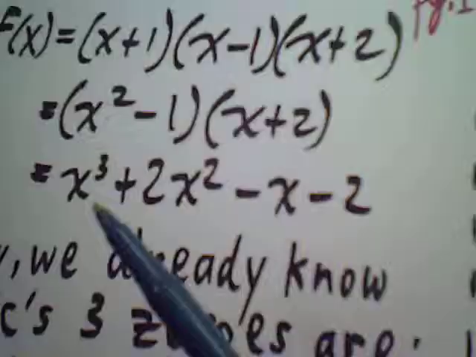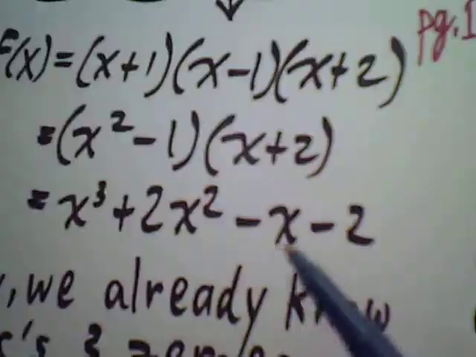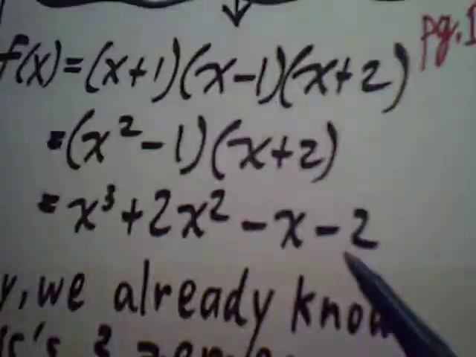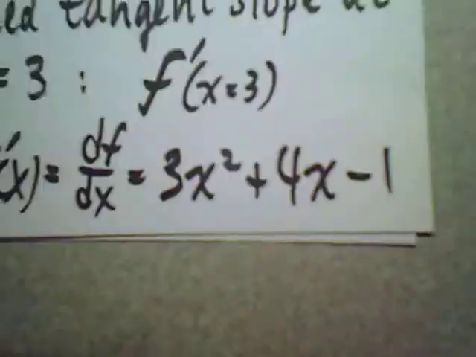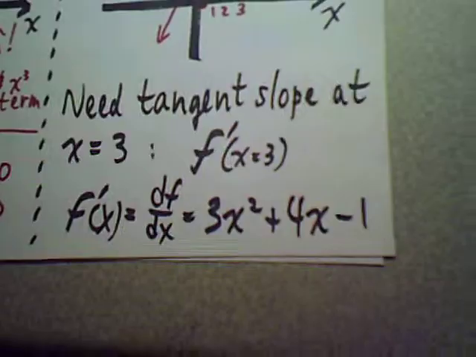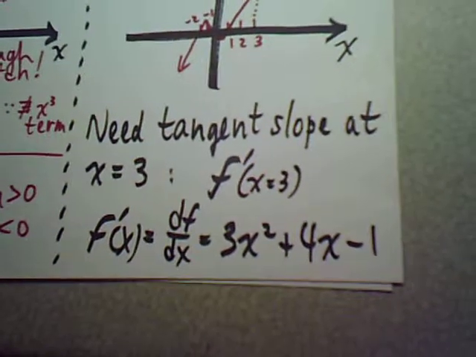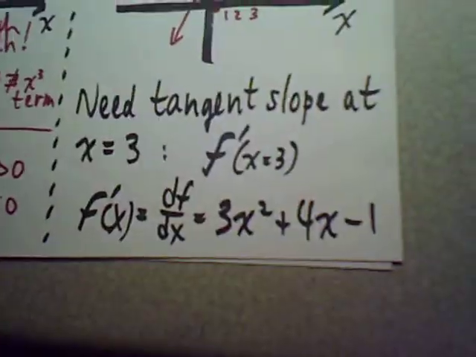So we get 3x squared from here, we get a 4x from here, a minus 1 from this term, and 0 from that term. And that gives us the equation we were looking at just a moment ago, which is the first derivative of the function. So we have 3x squared plus 4x minus 1. And now we need to find what is the slope at the point x equals 3 by using that formula.